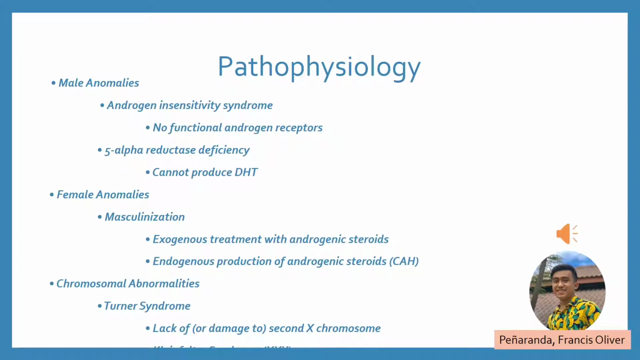Pathophysiology. For male anomalies, androgen insensitivity syndrome means no functional androgen receptors, and 5-alpha reductase deficiency means it cannot produce DHT. For female anomalies, masculinization is from exogenous treatment with androgenic steroids or endogenous production of androgenic steroid. For chromosomal abnormalities, Turner syndrome is lack of the second X chromosome.